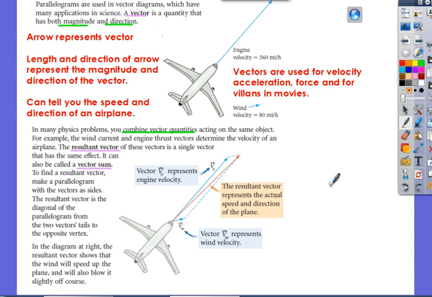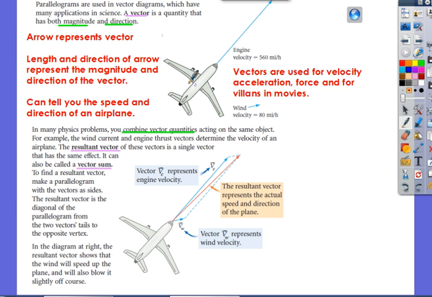Now what we're going to talk about is vectors and how they apply in real life. As you can see, vectors are used for velocity, acceleration, force, and sometimes for villains in movies. In Despicable Me, there was a genius villain named Vector. If you remember that movie, he introduces himself by talking about what a vector is. He says, "I'm Vector. I am committing crimes with both direction and magnitude. Oh yeah!" And he's a great villain.